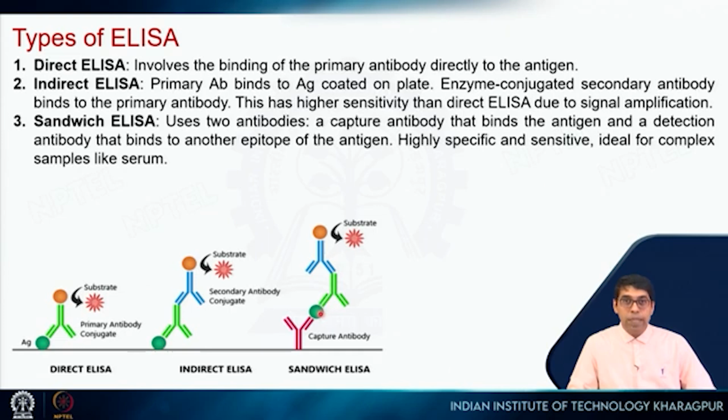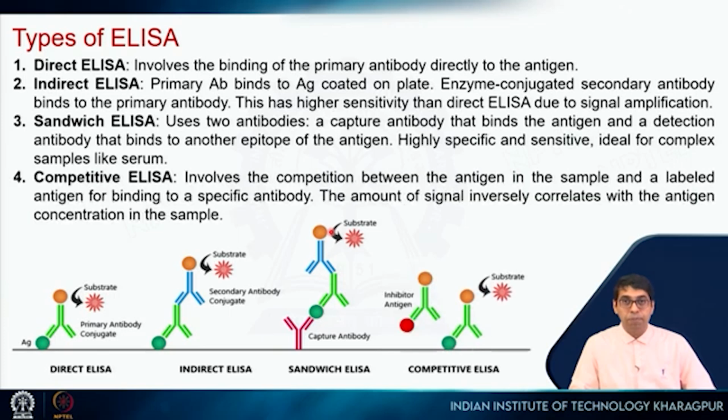and then you use a detection antibody which is this green one, right. So, this will bind to the antigen. The only catch here is that in this case these two antibodies should identify two different epitopes of this antigen. So, the capture antibody will identify an epitope which is on this side, and this antibody will identify an epitope on the other side. Now, once this antibody is there, the secondary antibody will bind to this antibody, right, the detection antibody, and then you can do your reaction to detect, right.